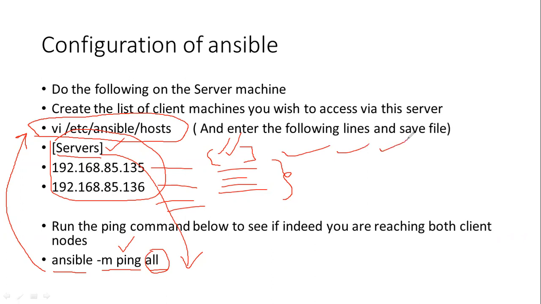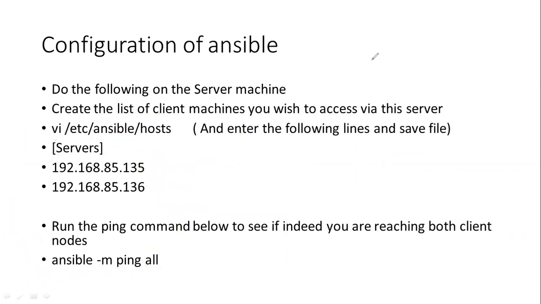An inventory file generally will be very large in a real-time, enterprise-level environment. So if you want to look for dev servers or stage servers, you just need to replace that. But with all, it will try to ping all the inventory items listed in the inventory file. This is just to check whether the connectivity is there or not, from a troubleshooting point of view.